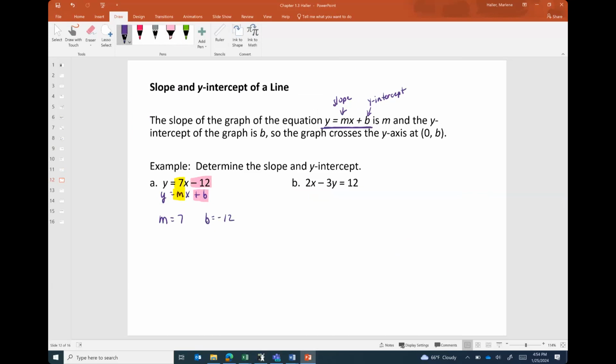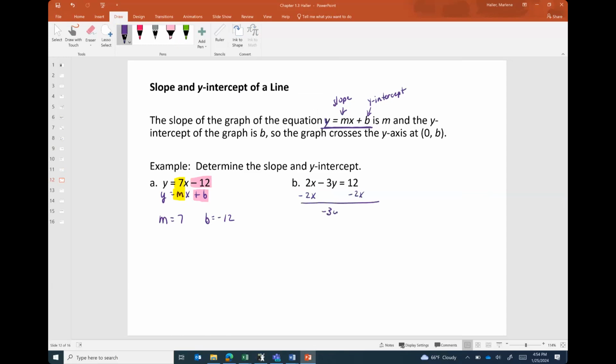Look at example B. Can we say that the slope is 2? No. Normally, when the equation is in the right format, the slope is the coefficient, or the number in front of the x, but this isn't in the right format yet. To have this in slope-intercept form, we have to solve for y. All right, we have to get y all by itself. So let's go ahead and do that. We'll subtract a 2x from both sides.